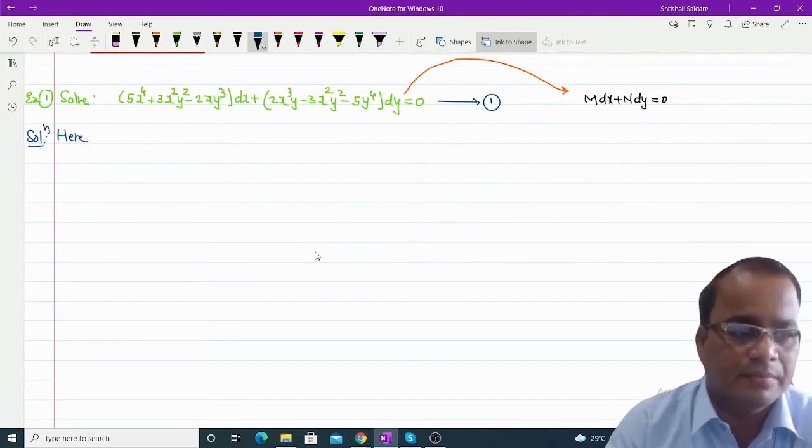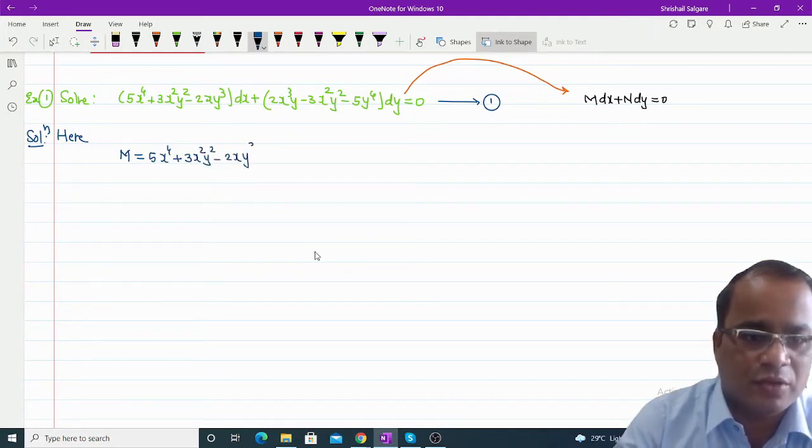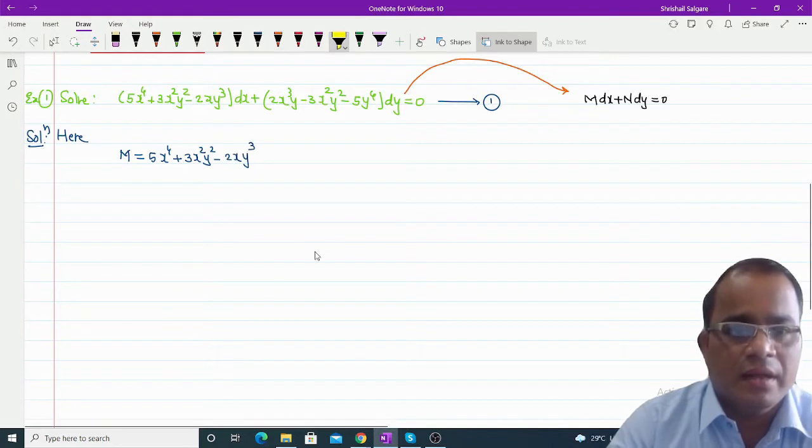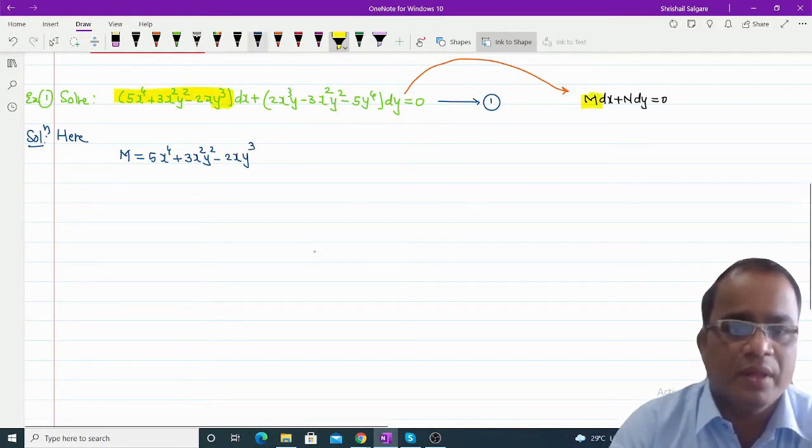Otherwise I will take a name. Sankalp, what is M? 5x raised to 4 plus 3x square y square minus 2x y cube. This is the M, the coefficient of dx that we are calling M.